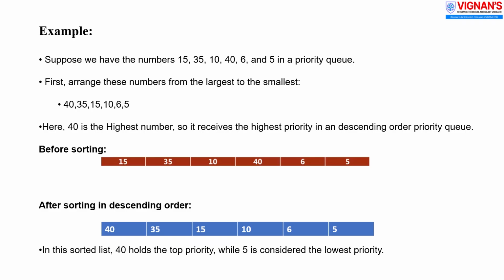In this sorted list, 40 holds the top priority, while 5 is considered the lowest priority. This example clearly shows how a max priority queue always gives preference to the largest value.